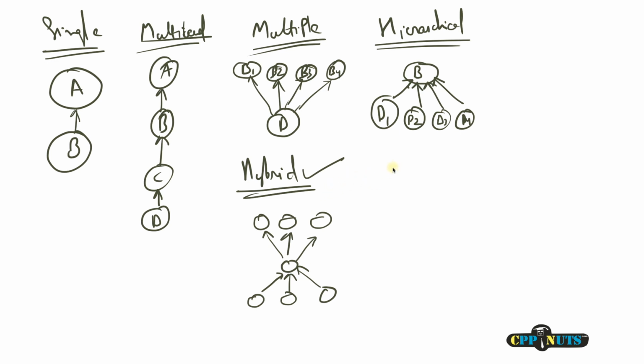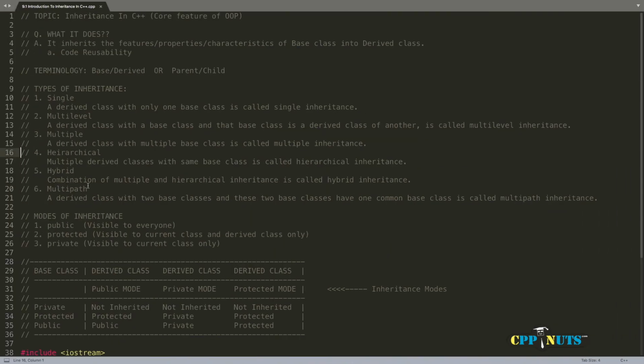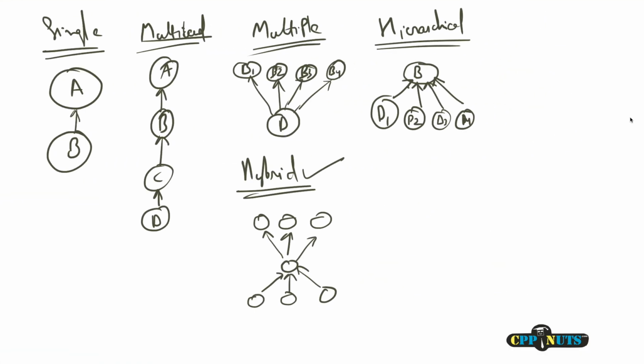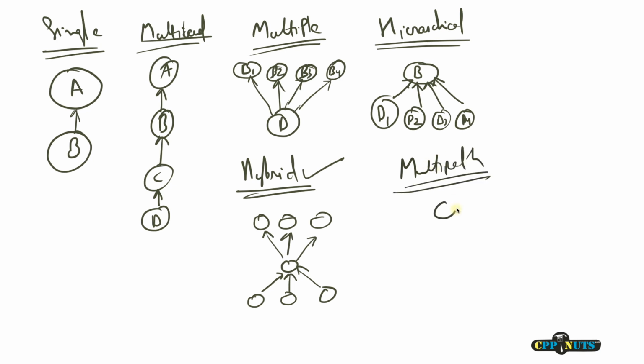So enough talk, let's look at the last one, and that is multipath inheritance. Multipath is like a derived class with two base classes, and these two base classes have one common base class. This is called multipath. I know this is a little confusing, but I will sort out that doubt. So in multipath, there will be this base class. So we have inherited these two, and then we will inherit these two into this one.